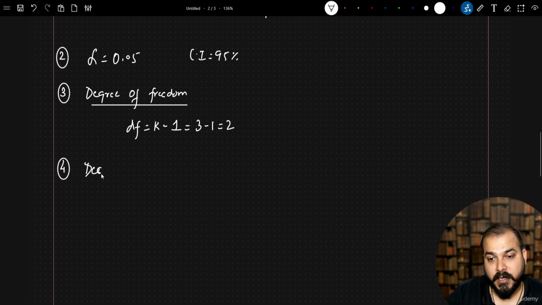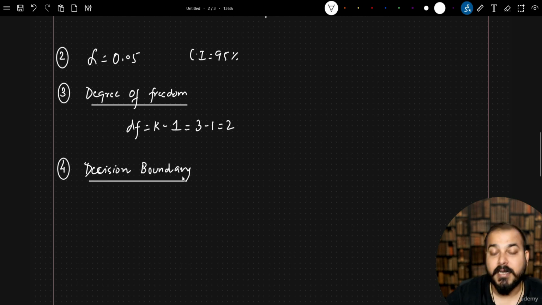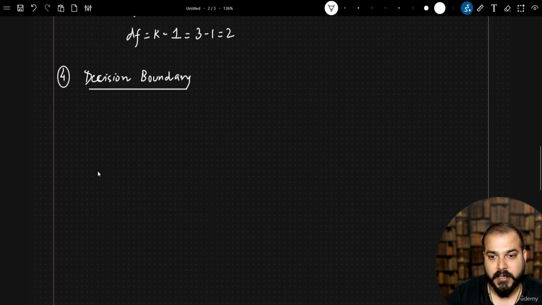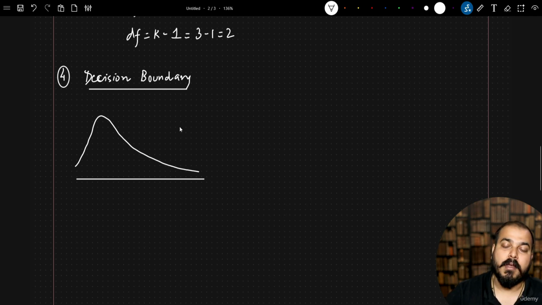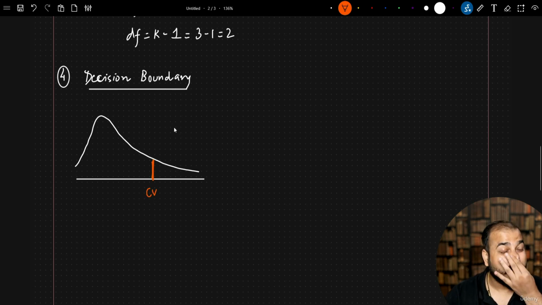Now see guys, in Z test and T test, whatever things we used, we specifically use a symmetrical distribution. But in the case of chi-square test, we don't have a symmetrical distribution. Instead, our distribution will look something like this. Now we need to find out one critical value, based on my significance level. So this will be 0.05 and this will be 95% confidence interval.